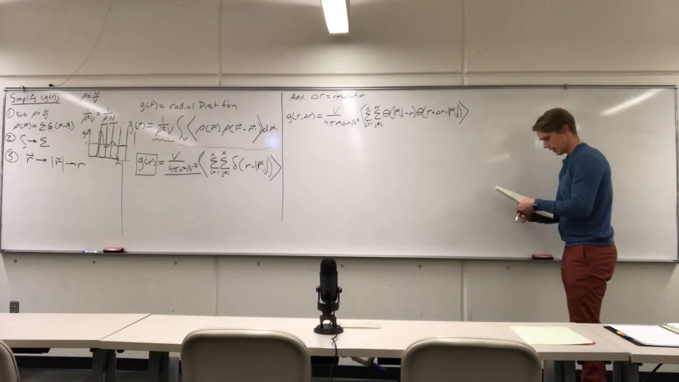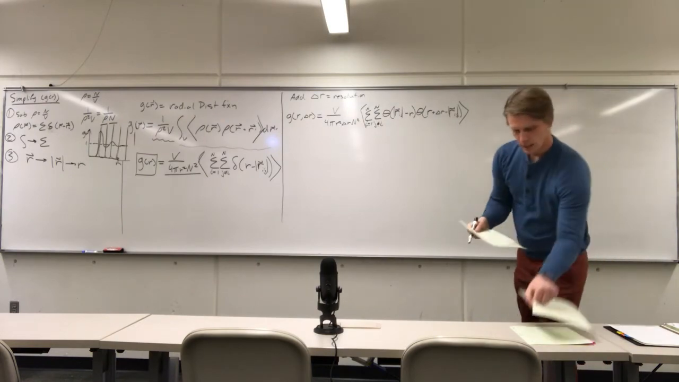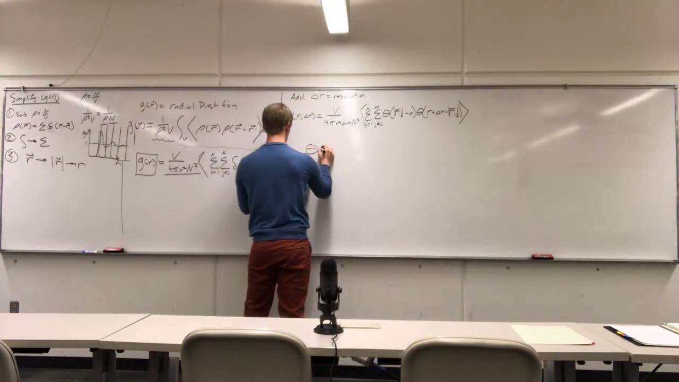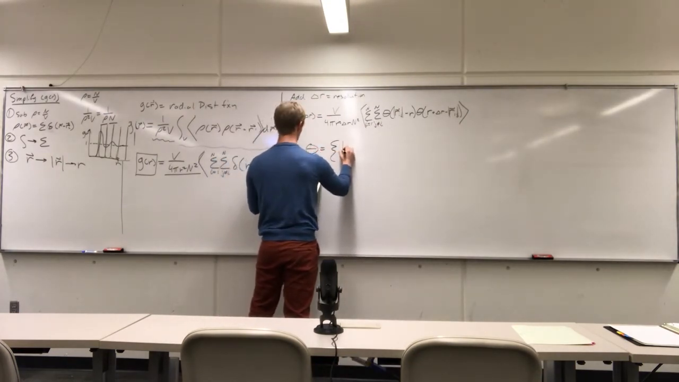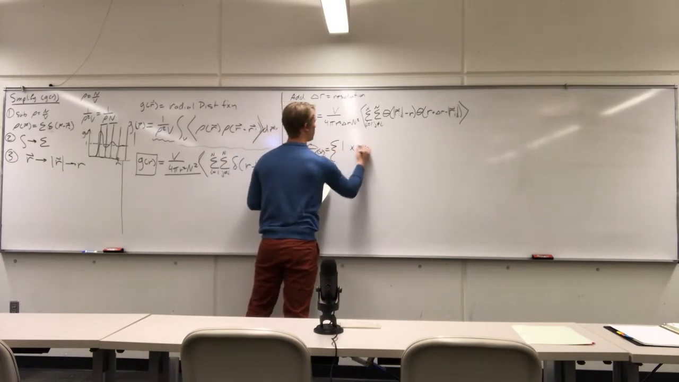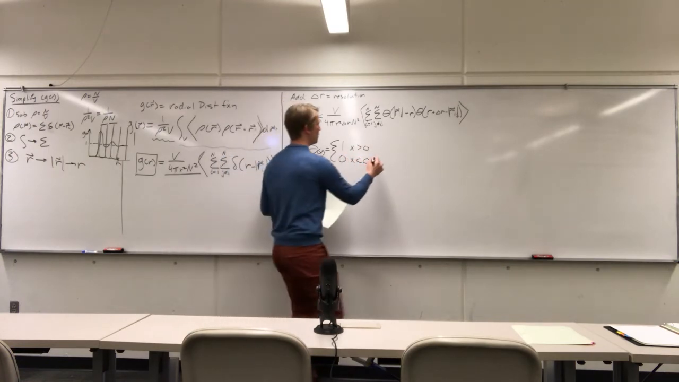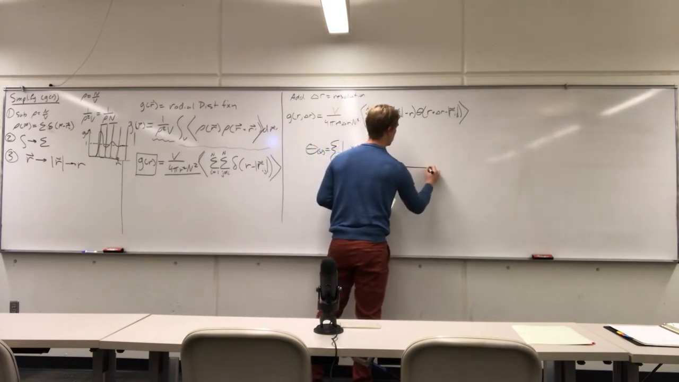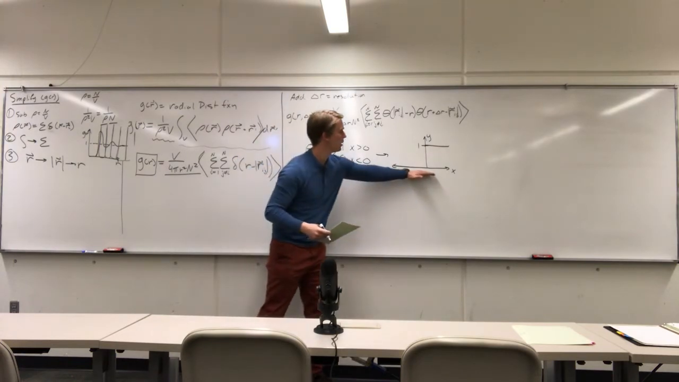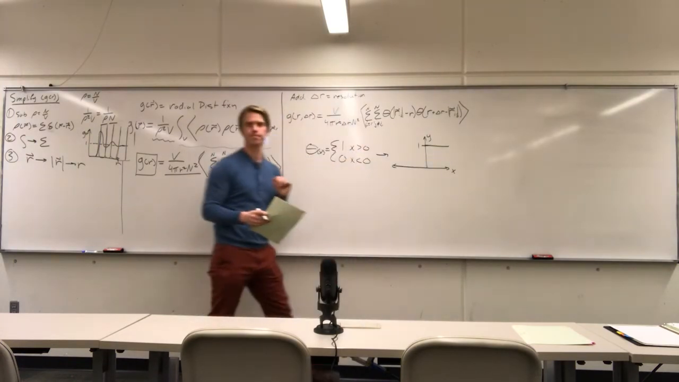All right, example time. This capital sigma function is the step function, so it's 1 for x greater than 0, and it is 0 for x less than 0. So what that means is that it looks like this. Nothing, nothing, nothing. As soon as you hit 0, it jumps up to 1.